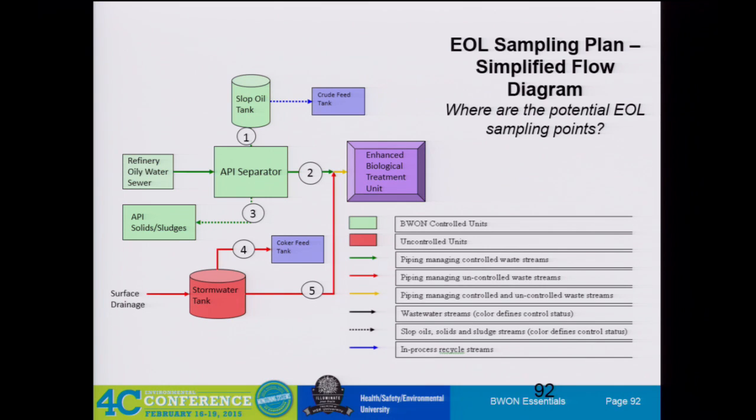So this is your simplified flow diagram. What we're going to do here is look at the potential EOL sampling points, which I see are actually already on the diagram. Interesting. So you can see what we're trying to do. You have the main oily water sewer coming in. This is your API separator. You have a slop oil tank, and then it's going to your EBU. I should explain the colors. B1 units are these. Purple is your EBU. These are just text boxes. Red means uncontrolled, so any of the red lines or the red tank are uncontrolled.